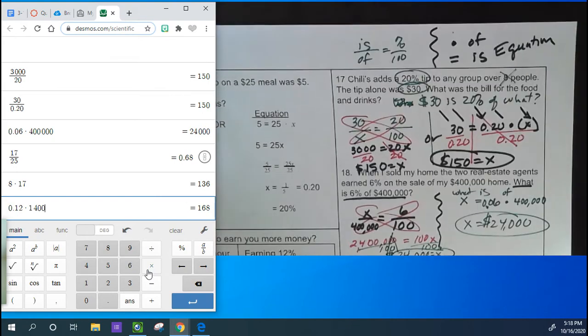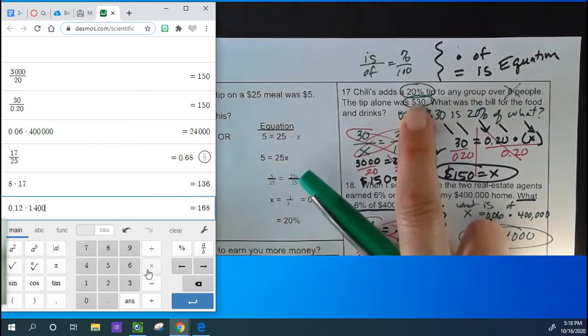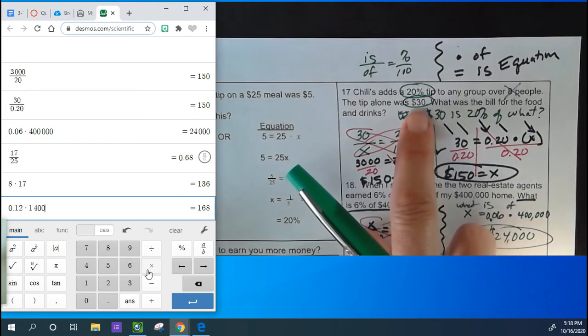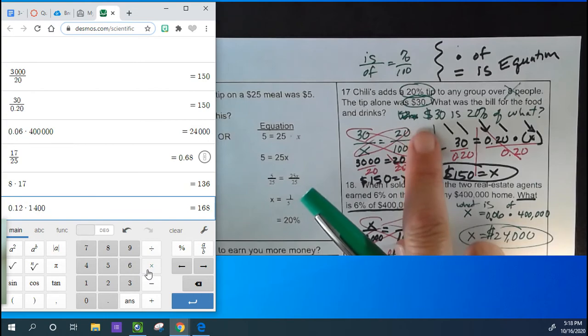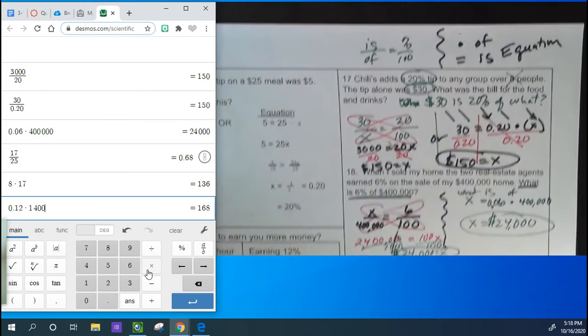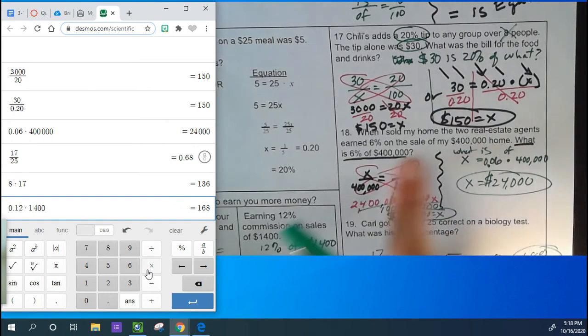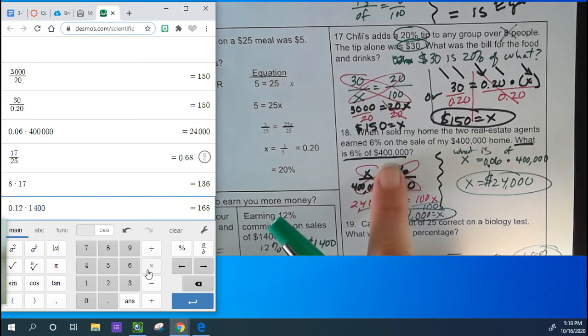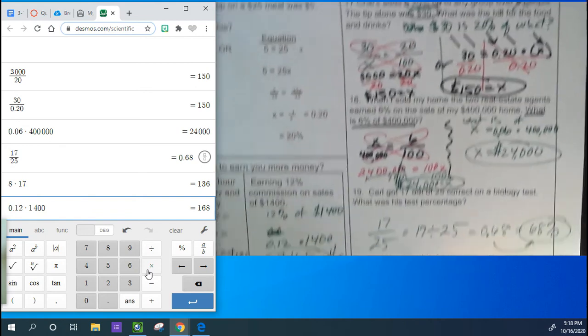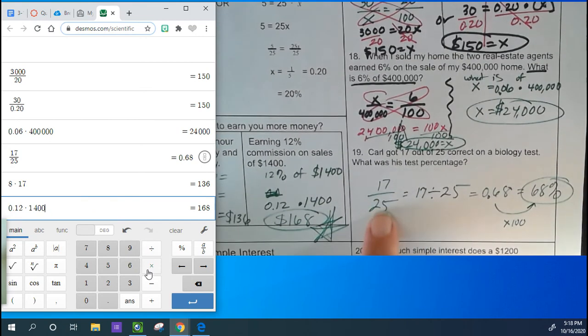Let's go back over there. 20% tip, it must have been a $150 meal. The implied question here is 30 is 20% of what? This one right here, the implied question was written out for you: what is 6% of 400,000? Proportion method or equation method? Faster, easier. Carl's test, he got 17 out of 25. So we divide and we convert that into a percentage.